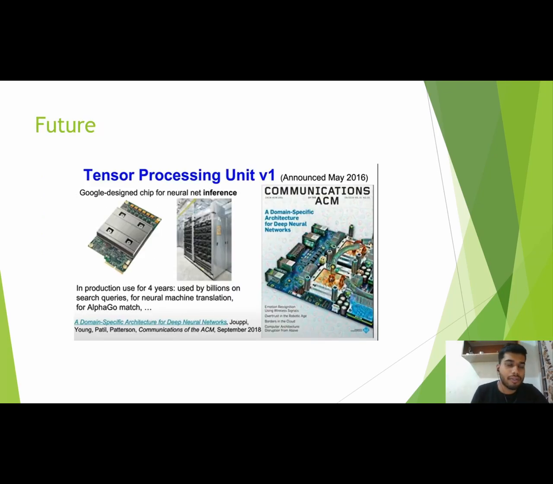So what is the future? David has talked about his work on the tensor processing unit, which has been in production for 4 years, used for billions of search queries, for neural machine translation, and for AlphaGo matches. As mentioned by him, it is used. The chip is designed by Google for neural net inference.